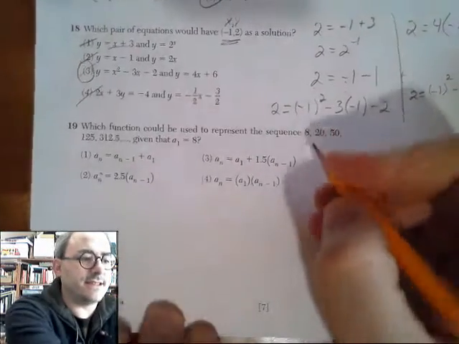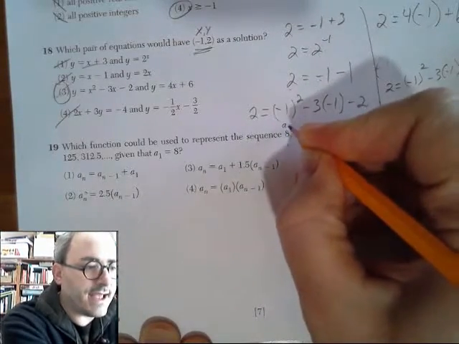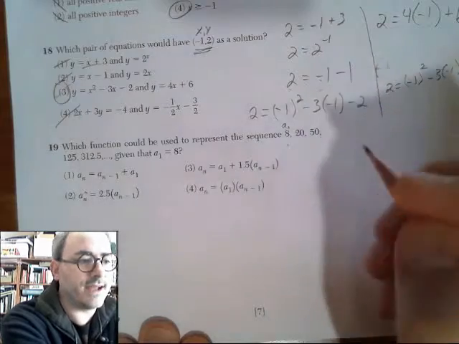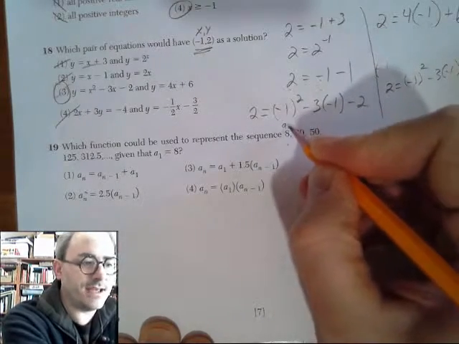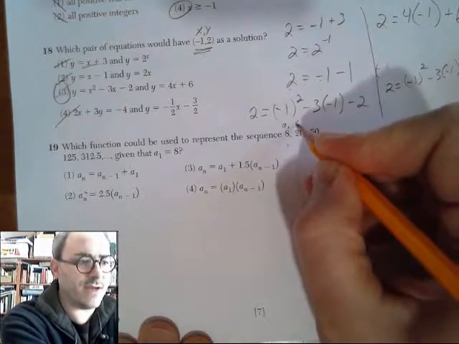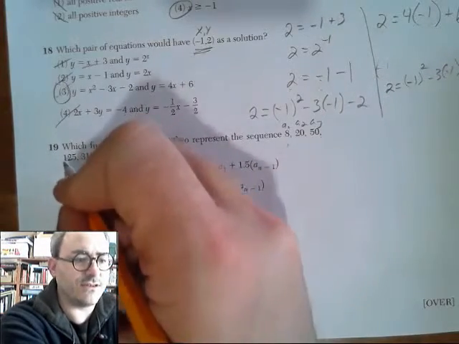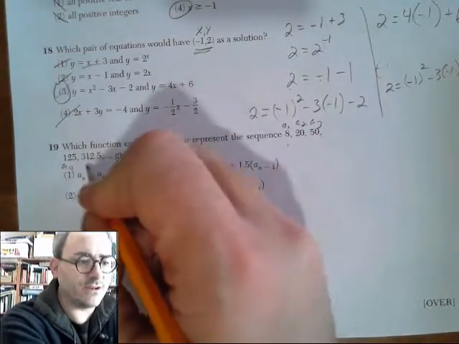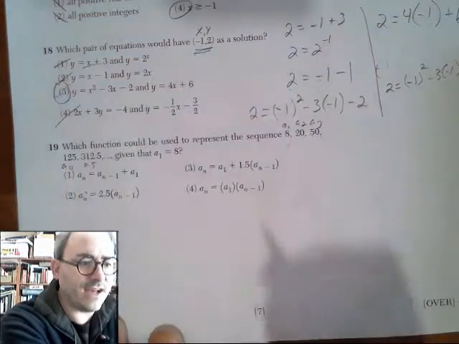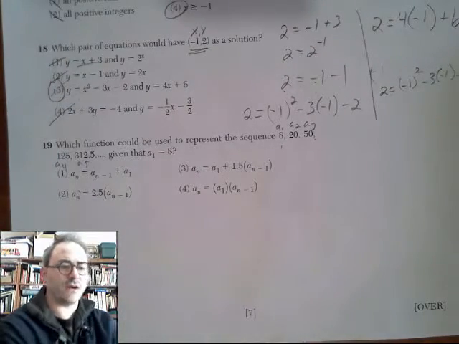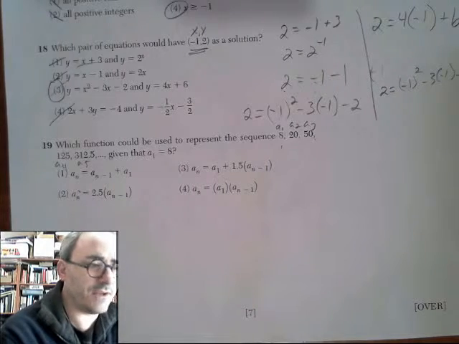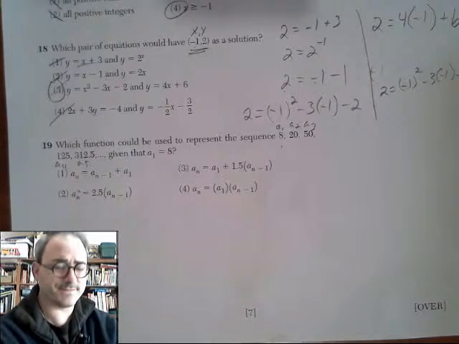So they're telling us that the A of 1 is 8. So now my A of 2 is 20. My A of 3 is 50. That's the third term. My A of 4 is 125. My A of 5 is going to be equal to 312.5. And we've got to figure out which one of these works.